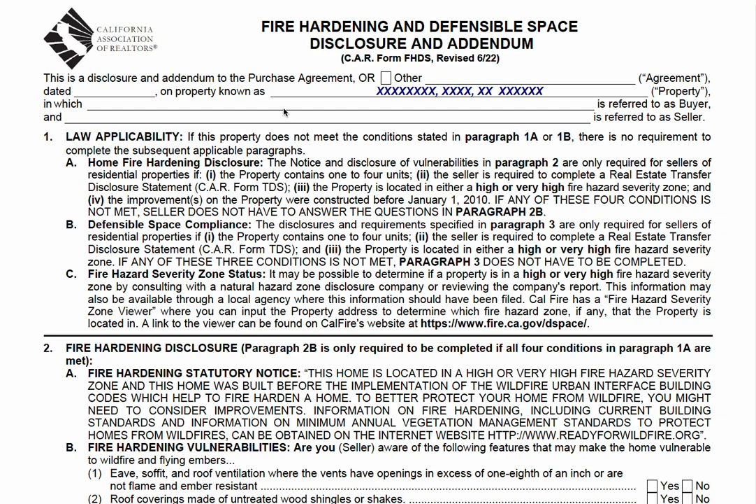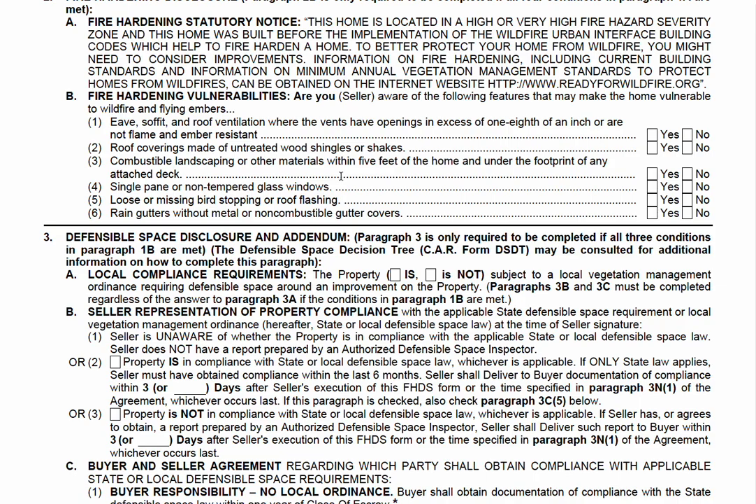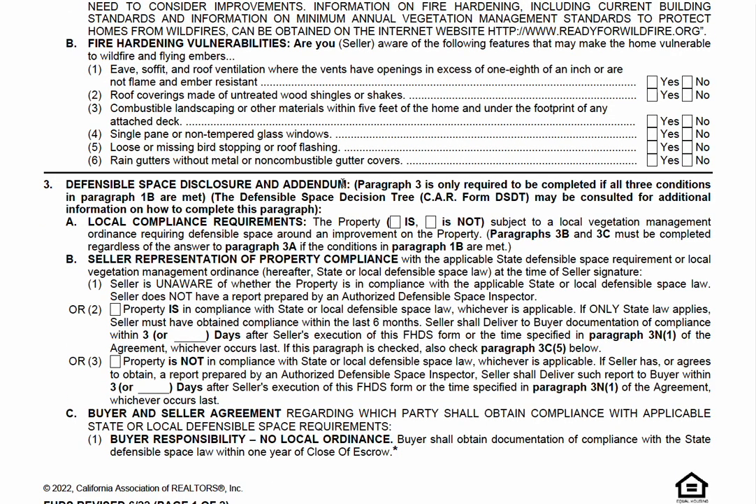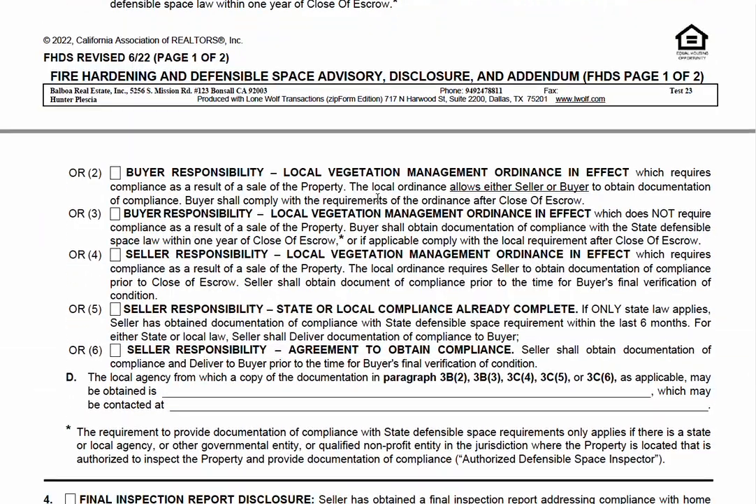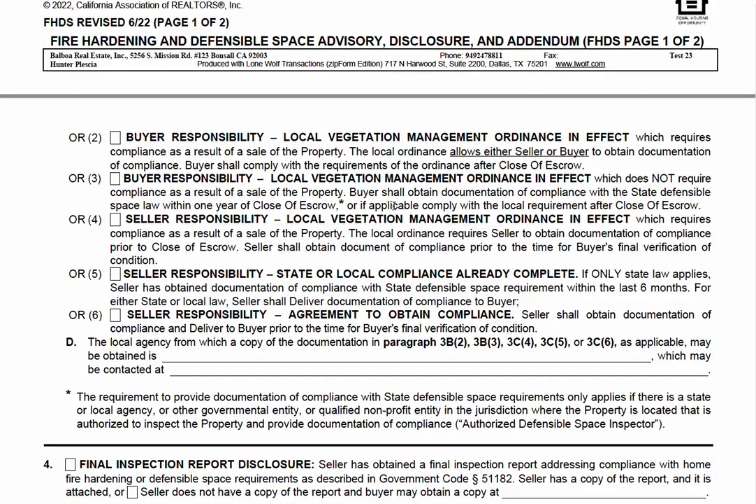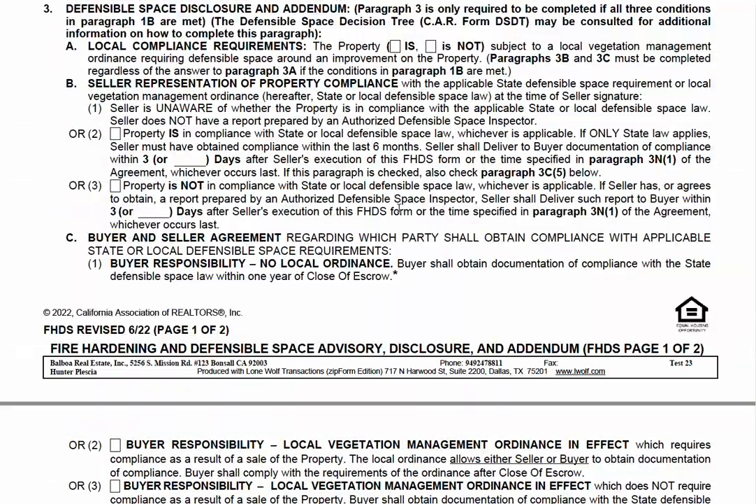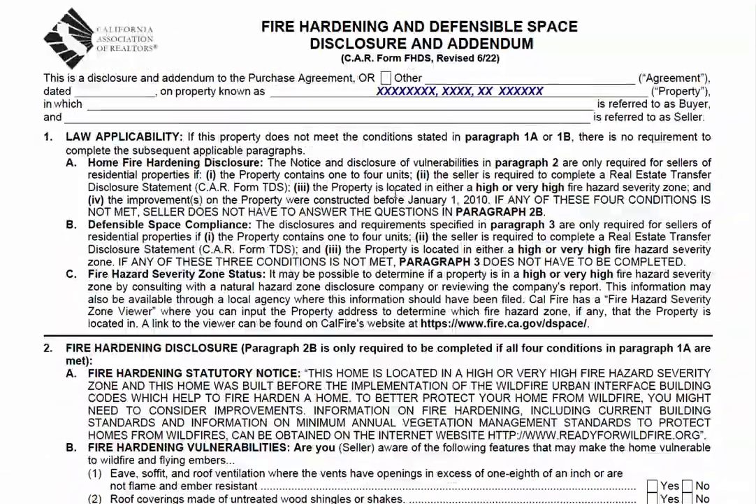This is a tutorial on the Fire Hardening and Defensible Space Disclosure and Addendum, CAR Form FHDS. This is a two-page form that's required sometimes on some transactions, and I'll explain when it's required. This form is the cause for a lot of confusion. It's just 2 pages. It's a lot to look at.